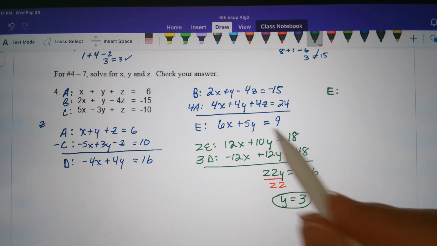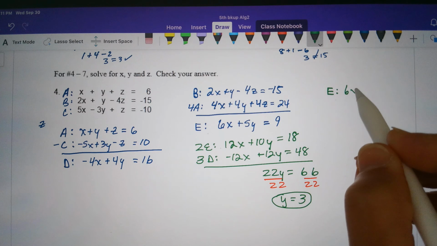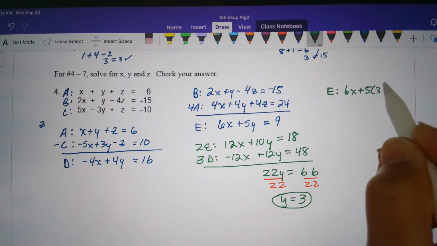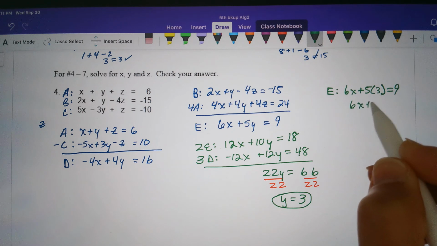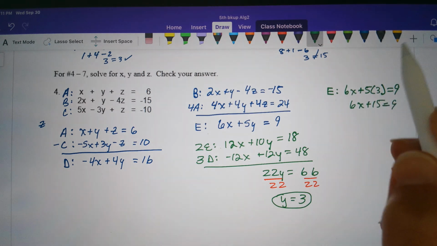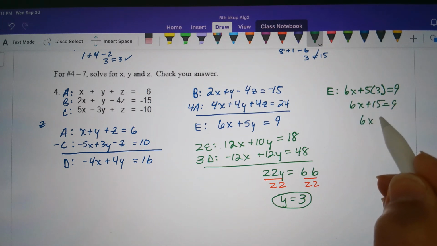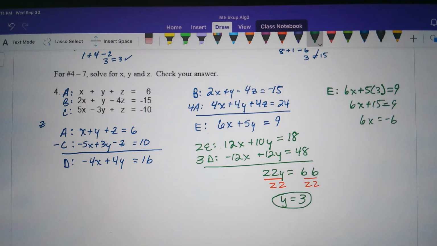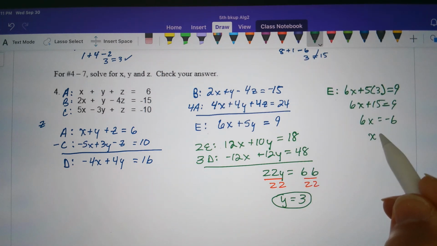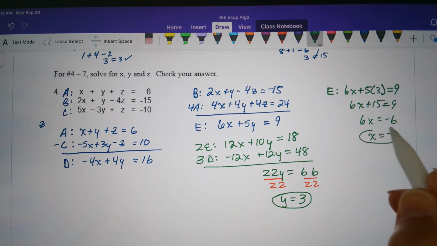And replacing y with 3. 6x plus 5 times 3 equals 9. 6x plus 15 equals 9. Subtract 15. 6x is going to equal negative 6. And divide by 6, and you get x equals negative 1.